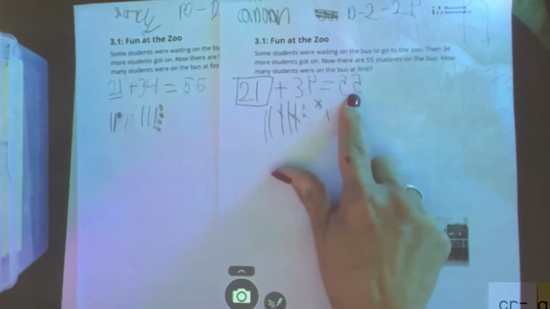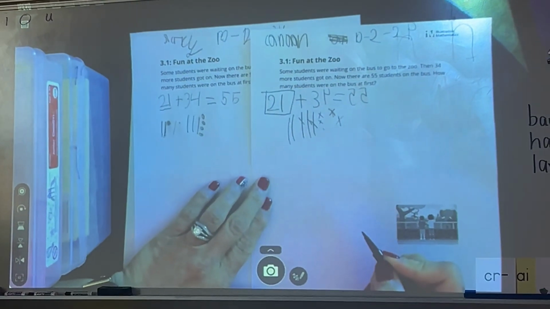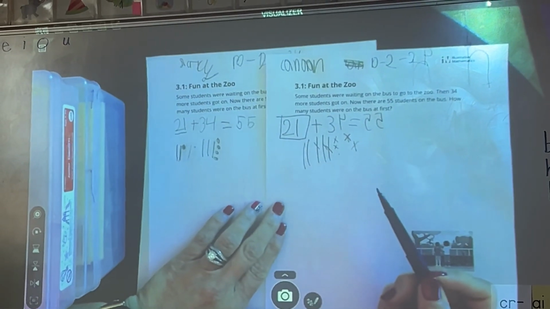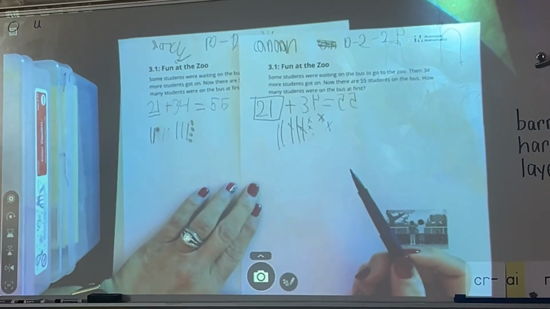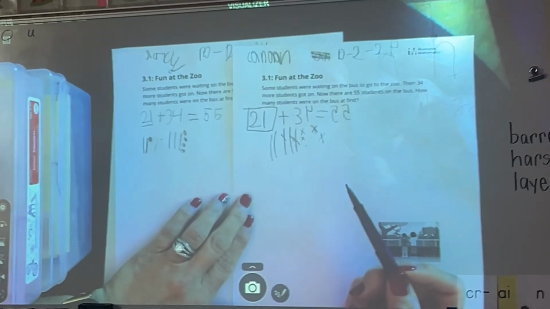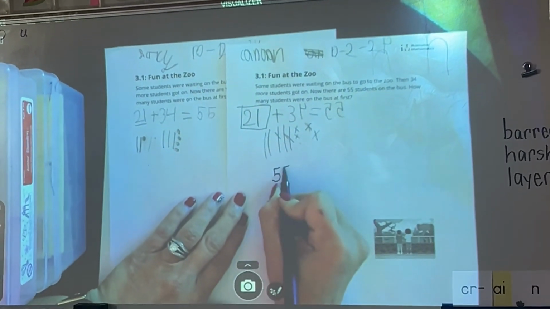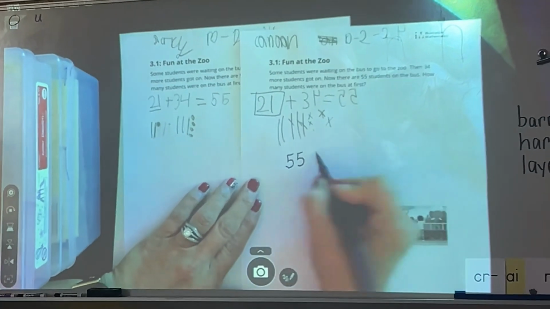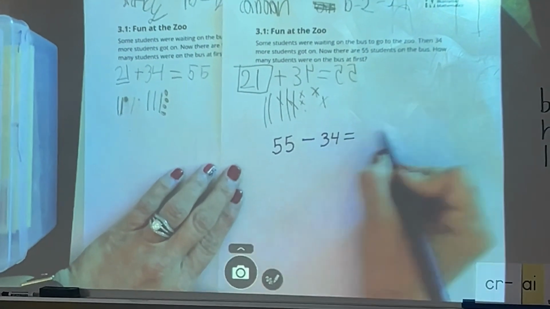Now, Canaan, what you wrote is right. 21 plus 34 is 55. But to match this, what did you do first, Canaan? I took 50 and... Did you draw all 55? No, I drew tens and ones. Right, but how many tens and ones did you draw? 55. Okay, you drew 55, and then what did you do? You marked off how many? 34. Okay, you took them off, so you subtracted 34, and what was left?